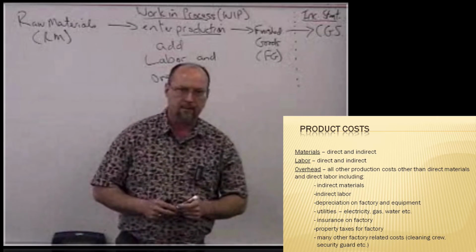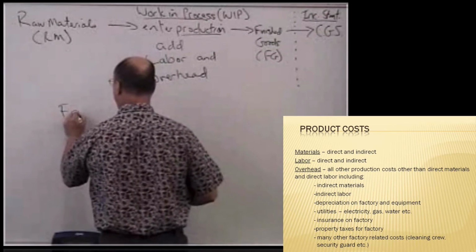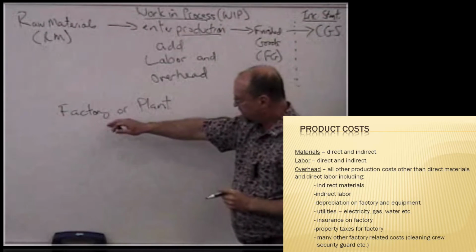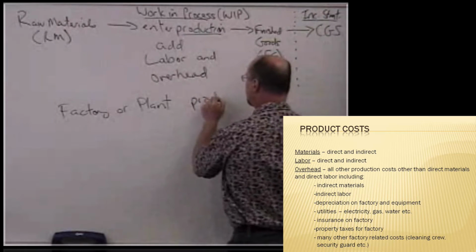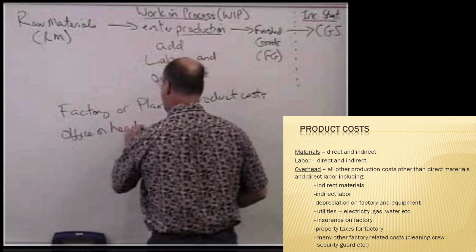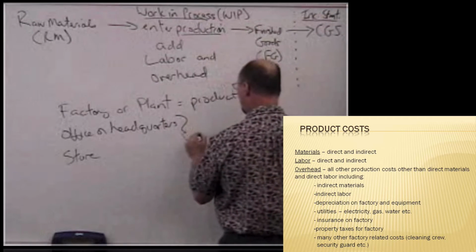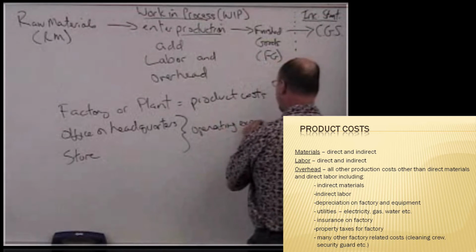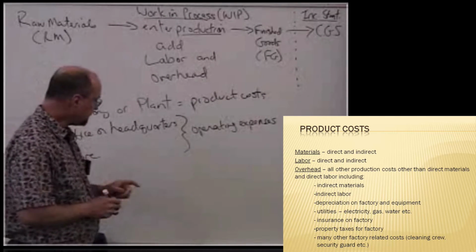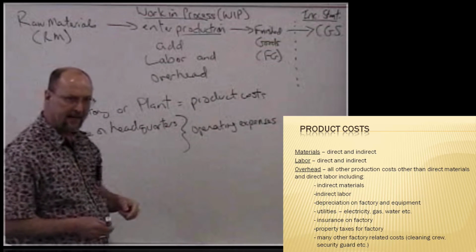Then we have direct and indirect labor. And think of the factory. In managerial accounting, when you see the word factory or plant, this is where we make the product. So any costs associated with the factory or plant are product costs. If we see the office or headquarters, or the store where we sell our product, these are operating expenses, and we're going to account for them a little bit differently. These are some of the terms you want to hang on to as we progress in this course, because we draw a distinction between product costs and our operating expenses, which we refer to as period costs. I'm going to come back to that in a little bit.